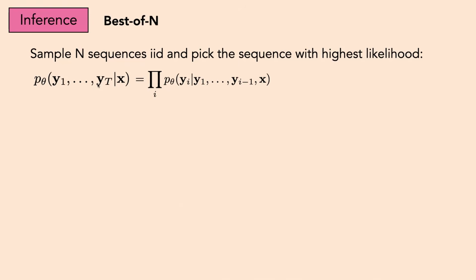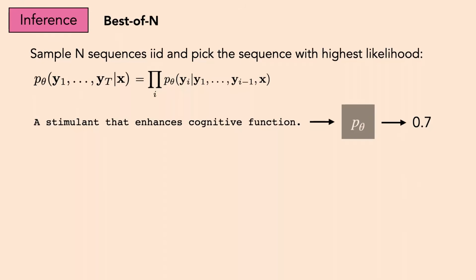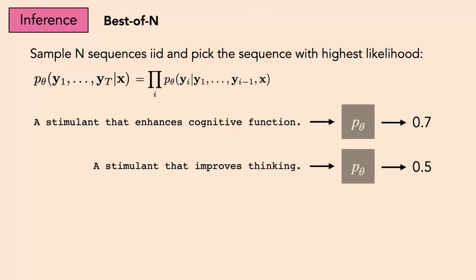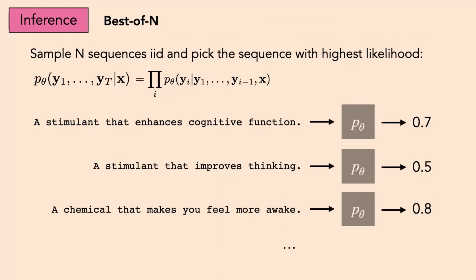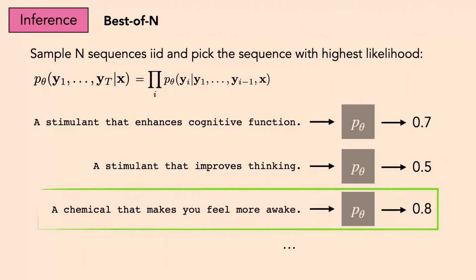Okay, so here, I sample one sequence, a stimulant that enhances cognitive function. And then I run that through my autoregressive model by just multiplying all the conditional probabilities together, and I get 0.7. And then I sample another time. This time, I got a different random sample, a stimulant that improves thinking. When you play with a language model and type in the same prompt twice, you'll typically get two different answers, because it's sampling from a distribution. Okay, here's another one. And then I'll do this n times, and I will say, this is the one that maximizes the probability. So this is the most likely caption according to my model or my data distribution.